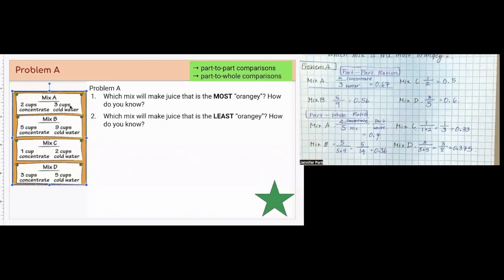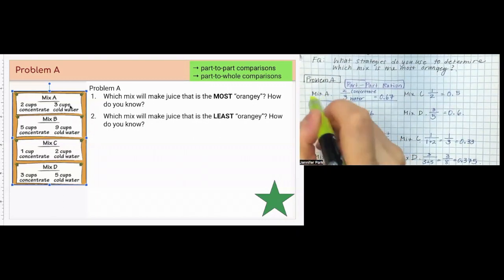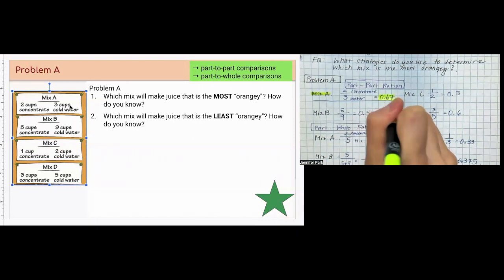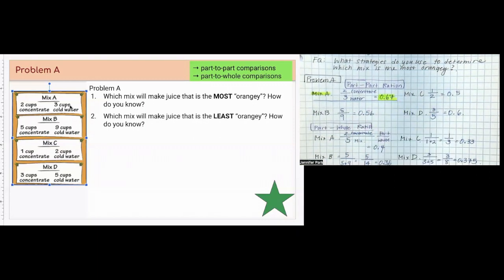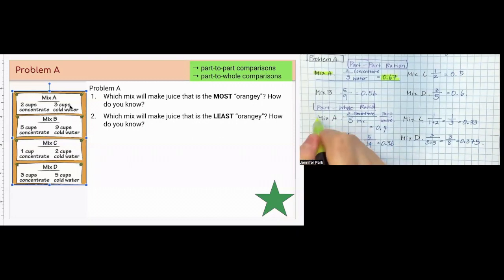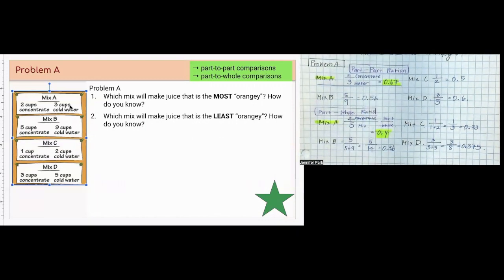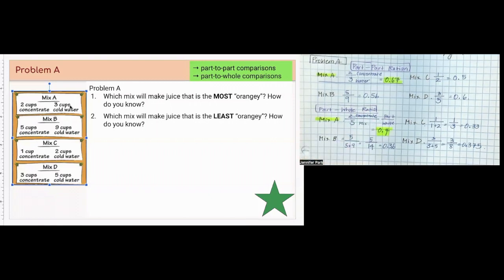So let's look at it again. Part to part ratio. When we wrote a ratio from concentrate to water, we said mix A had the highest ratio. What about part to whole ratio? Let's look. Mix A, it still has more orange concentrate. So do they both give the same result? Yes. It's up to you. Did you use the part to part ratio or did you use part to whole ratio?